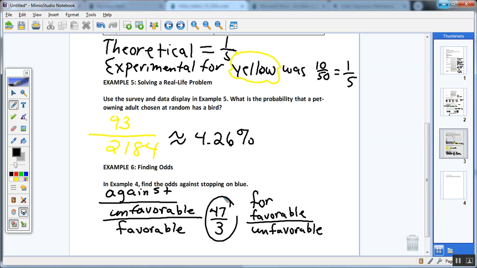Let me ask this question. What would the odds for happening be? 3 to 47. Okay, the odds for it is 3 to 47. What this means, kids, is this. It means for every 3 times it stopped on blue, there was 47 times that it didn't stop on blue. Okay?